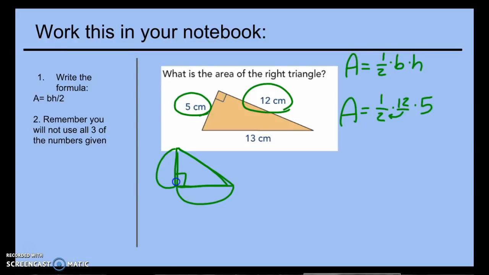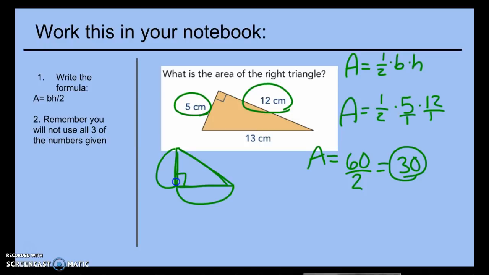Or you can do it like this. 1/2 times 5 times 12. Add a 1 under each number. 5 times 12 is 60. 2 times 1 times 1 is 2. And we know 60 divided by 2 gives us 30.